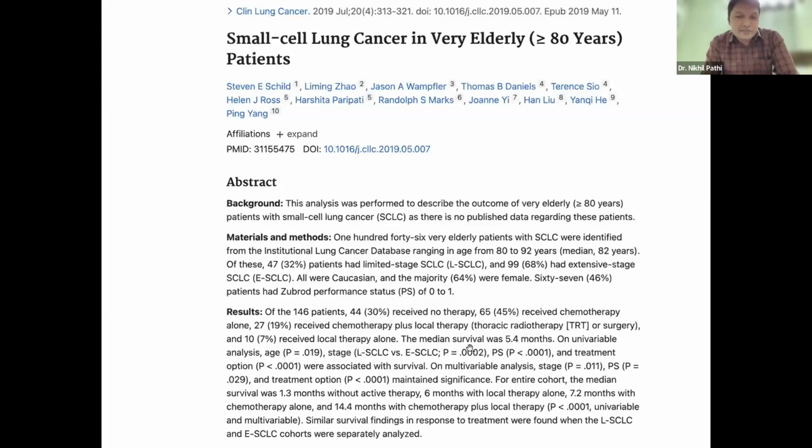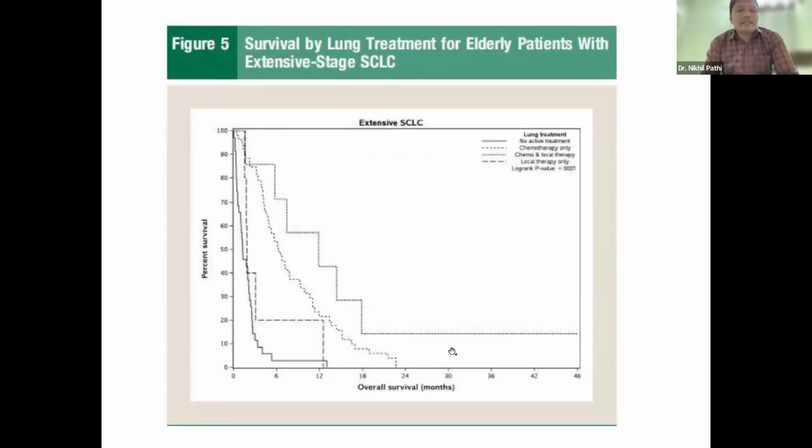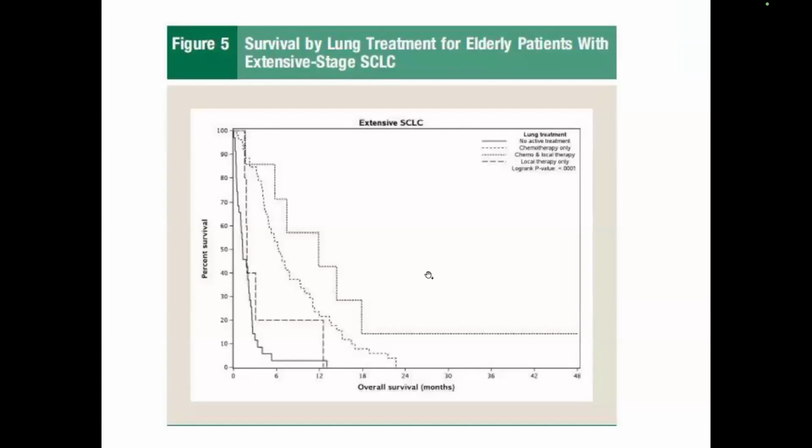You can see that the median survival was 5.4 months, and the split was only 1.5 months for those who did not receive any therapy, versus 6 or 7 months for those who received chemo, and about a year in those who received both local and systemic therapy. Again, the same can be seen in the Kaplan-Meier.